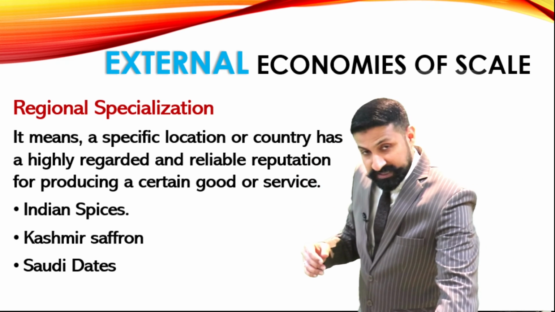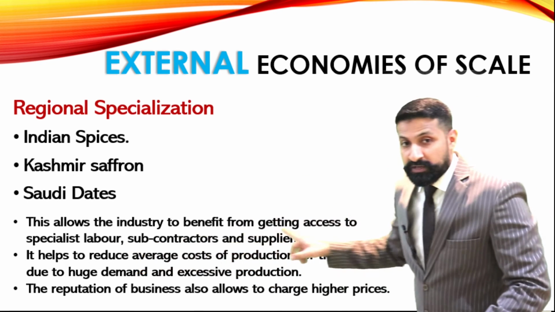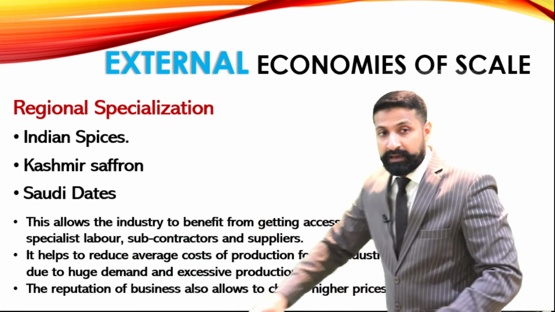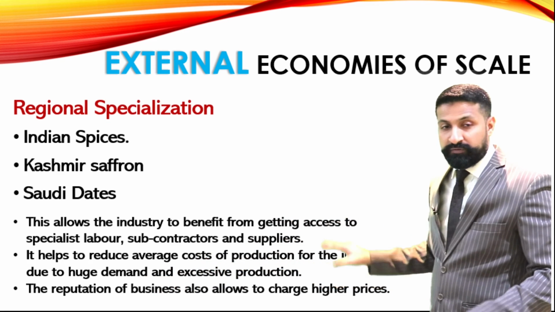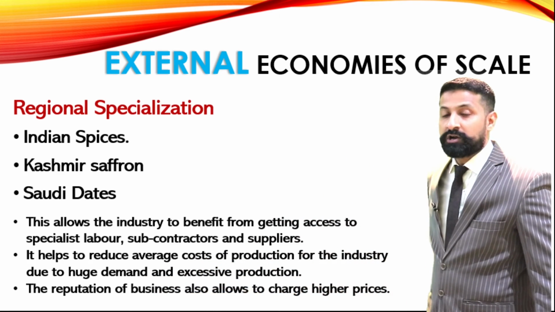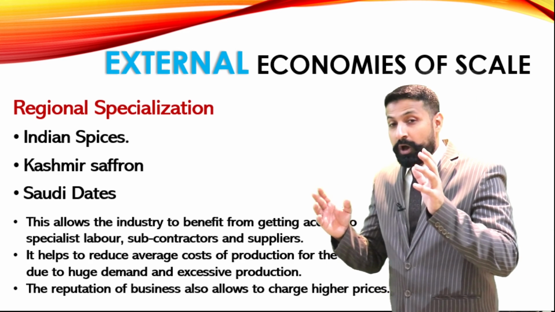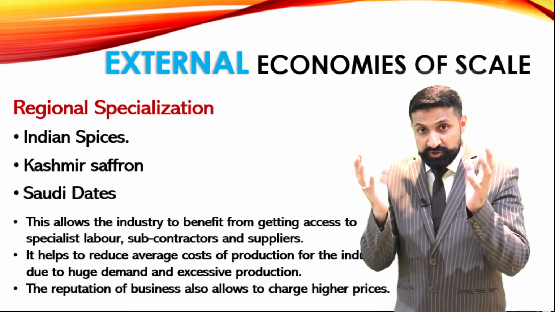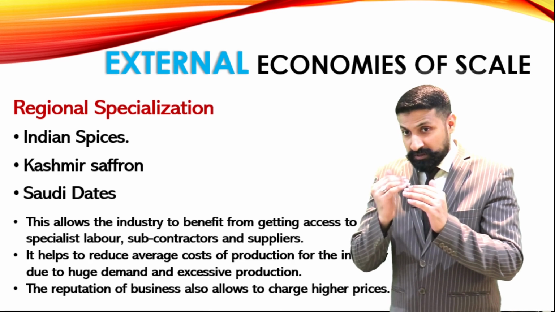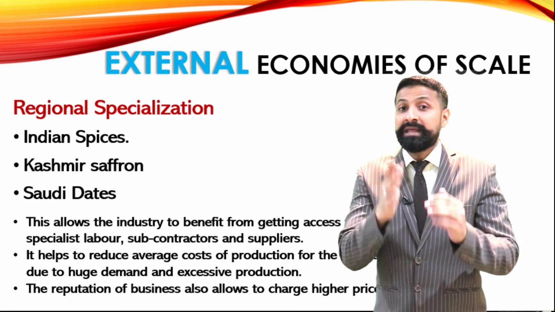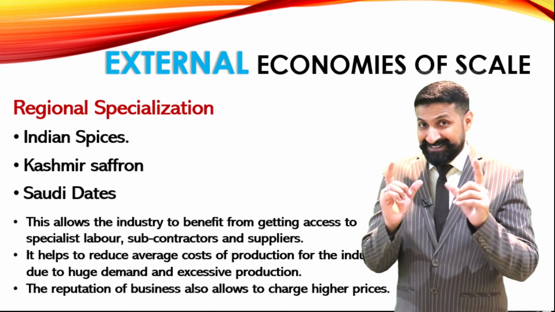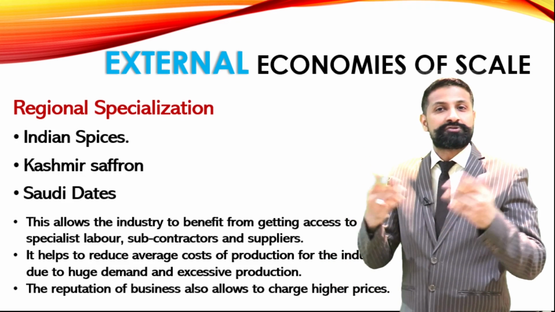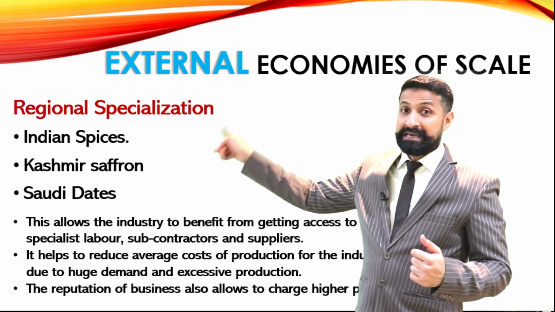So if you are specialized, now read it, you will understand this allows the industry to benefit from getting access to specialized labor, the one I explained, and subcontractors and suppliers that are already there. It helps to reduce the average cost. We know that the reputation of the business allows you to charge higher prices, because people know, oh, this is a specialized product of that area. So you create an impression that you are a specialized product of that area. So you have an edge to charge a little bit higher than usual, and people will happily pay because they know that you are specialized. Try to understand. So you will get this edge. And due to this, your average cost per unit goes down and businesses enjoy economies of scale. Regional economies of scale, external economies of scale.